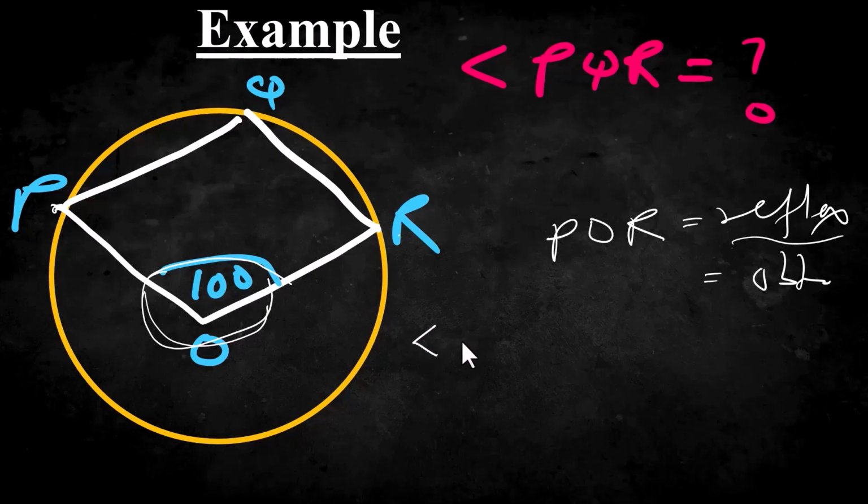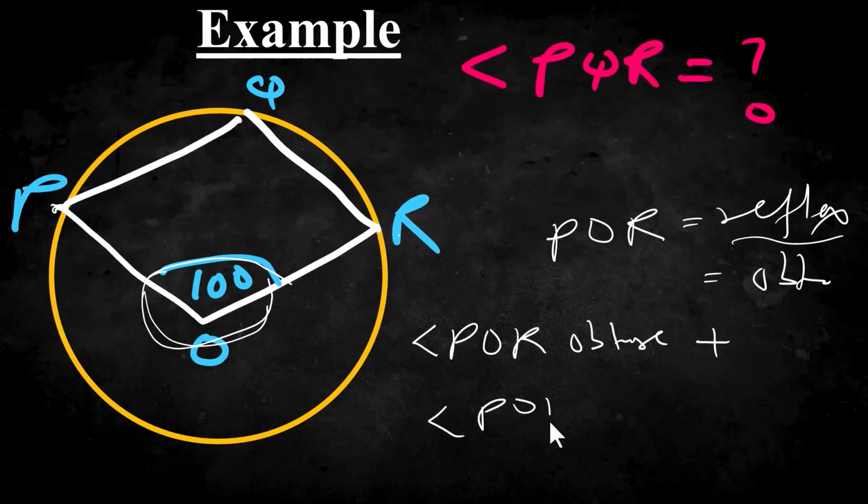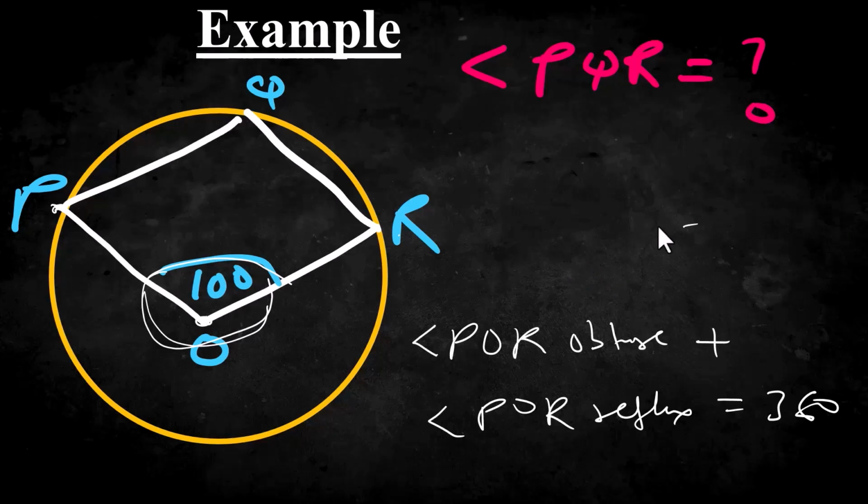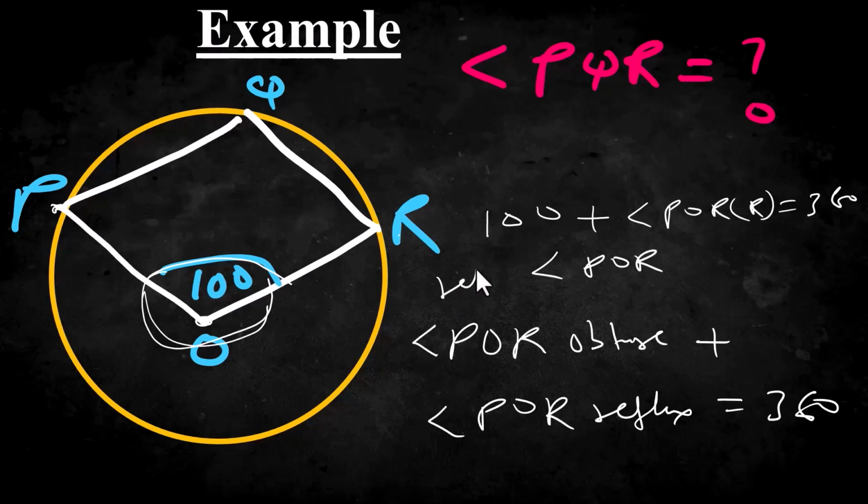So angle POR obtuse plus angle POR reflex will give me 360 degrees, because it is angles at a point. So everything here will be 360. So with this 100, 100 plus angle POR reflex will give me 360. So angle POR, that's the reflex, will be 360 minus 100, which is 260. So this side is 260.